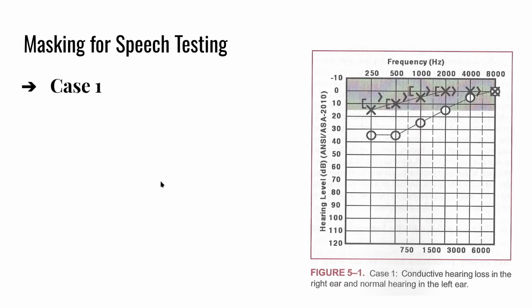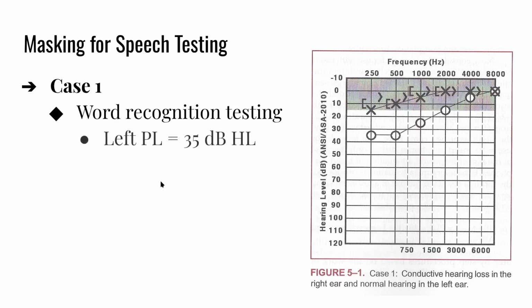Let's say we need to do word recognition. Now we need to check to see if we need a mask. We're just going to say we're going to present 30 dB above SRT. Why are we doing 30 dB above SRT? Well, in the left ear, we're doing 30 dB above because it's normal hearing. So 30 dB above can be sufficient. Maybe we need to do 40 dB above, but in our case, we'll try 30 dB above, and we'll see how that goes.